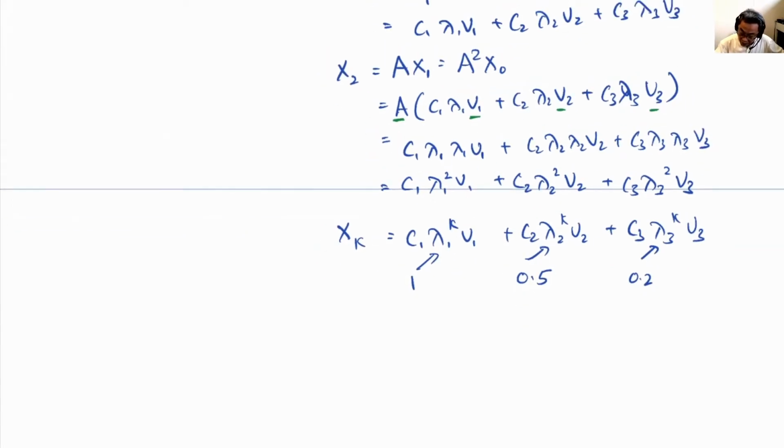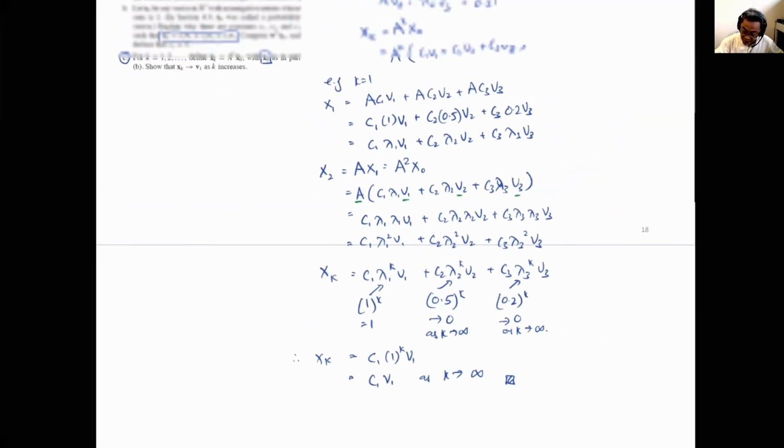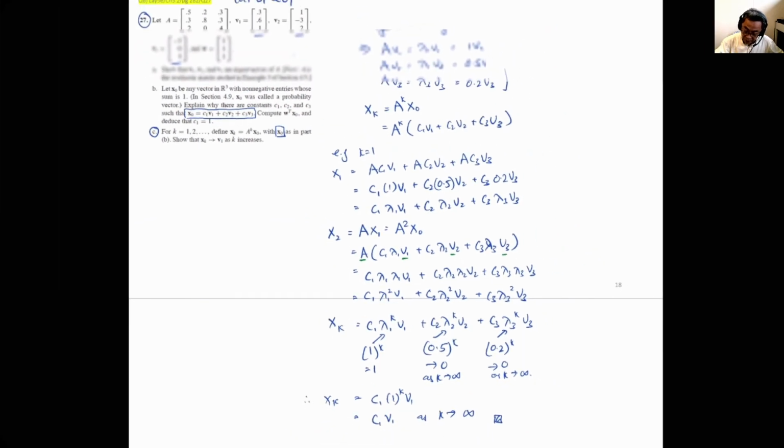So when we raise it to the power of k, 1 to the power of k equals 1. 0.5 to the power of k tends to 0 as k tends to infinity. 0.2 to the power of k tends to 0 as k tends to infinity. Therefore, xk equals c1 times 1 to the power of k times v1, which equals c1 v1 as k tends to infinity. This is the desired answer.